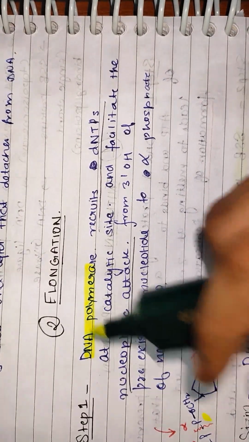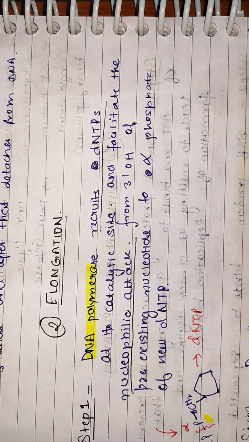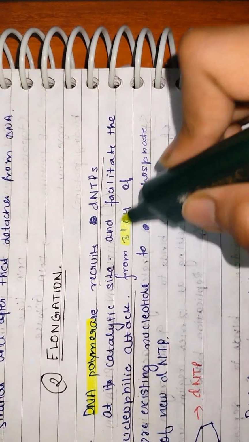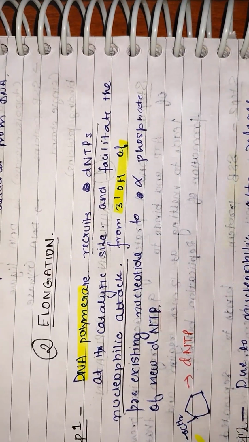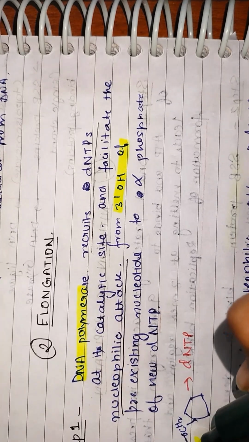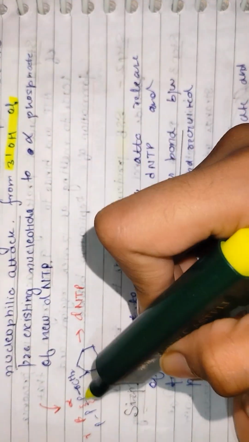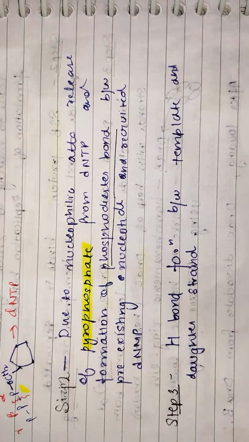So what does DNA polymerase do? It will facilitate the nucleophilic attack of the 3' OH on the pre-existing nucleotide to the alpha phosphate of that new dNTP which is present. And like this, it will lead to the bond formation between the new dNTP and the pre-existing nucleotide.